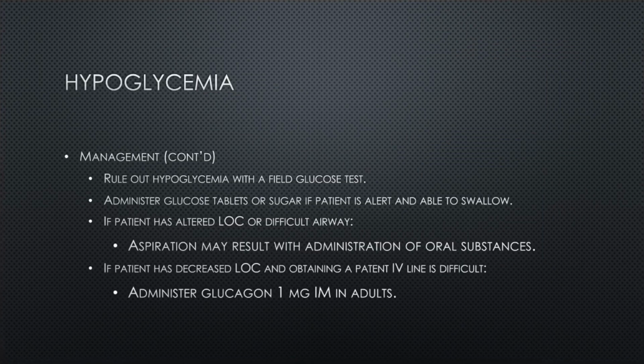So whenever somebody's got an altered mental status, you're going to want to rule out hypoglycemia. Do a finger stick, the field glucose test, and find out what their sugar is. And again, if they have a good gag reflex, they can swallow, and they're compos mentis, give them some oral glucose via tablets, gel, or even food. You can mix a little sugar and some orange juice. That's a very common technique that works really well.